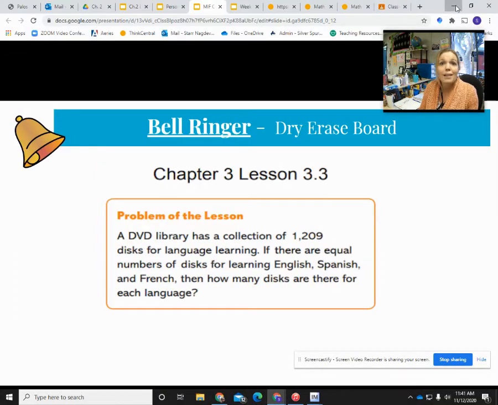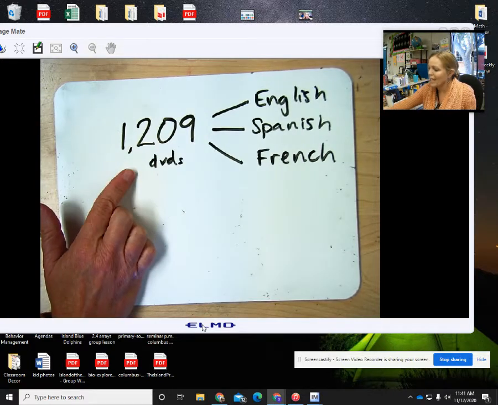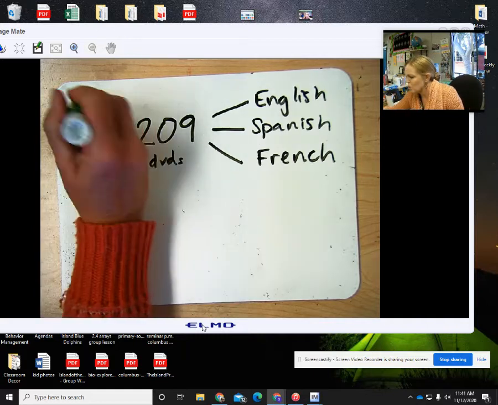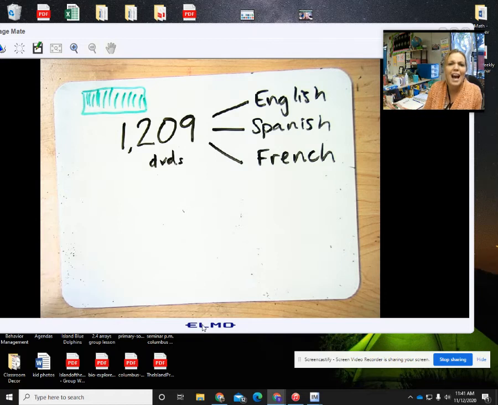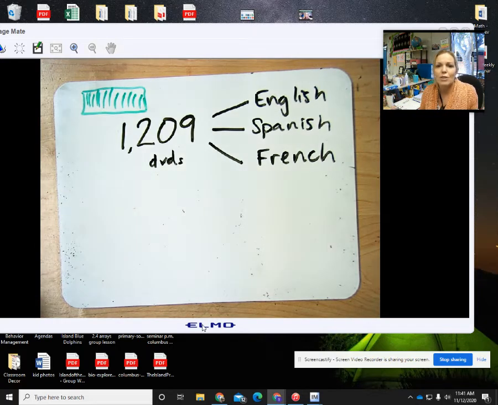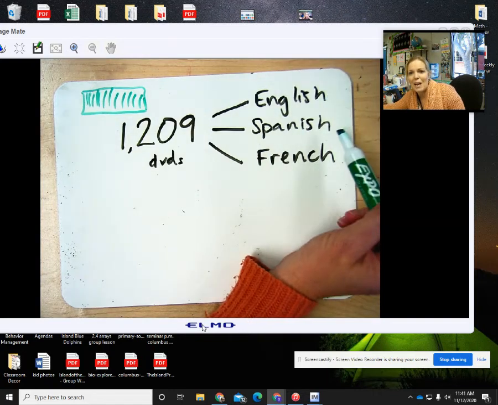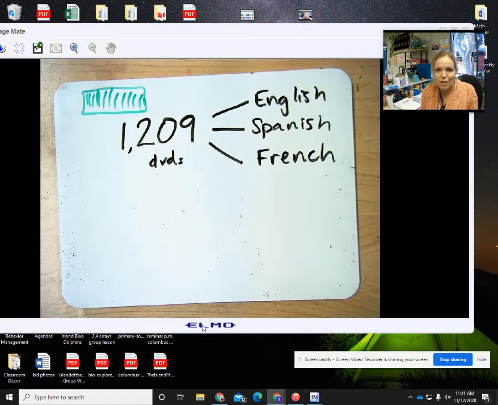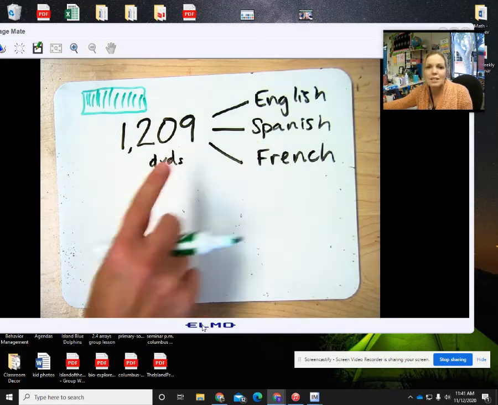So how do we go about doing that? Well, friends, let me show you a little bit. If we had 1,209 DVDs, I want you to visualize them on a bookshelf. There's 1,209. Now we know this is division because some of them are in English, some are in Spanish, some are in French, and they said it was an even amount of videos. So right off the bat, we know we need to divide this amount into 3 sections.